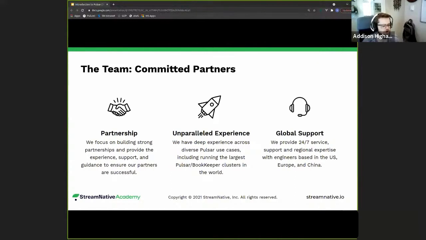And we really focus on being partners, not just to provide software, but really to help provide end-to-end solutions, to provide experience and support, to make sure that it's successful projects. Once again, we have, not just among our co-founding team, but among the members of our organization, lots and lots of experience running some of the largest BookKeeper and Pulsar clusters in the world.